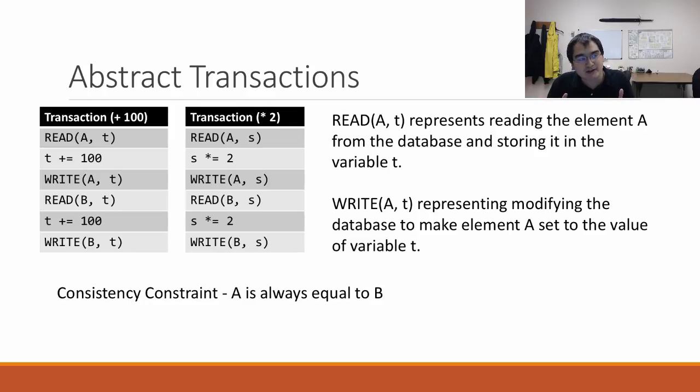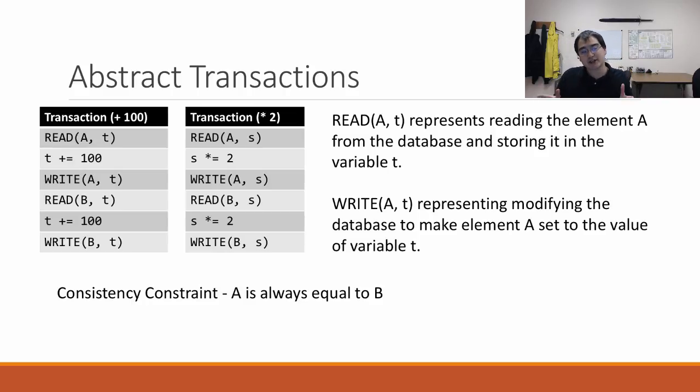And so the way that these transactions work is they're modifying two elements in the database. The first transaction reads from A, makes the number that it got 100 bigger than it used to be, and then writes that new value to A. So now A is 100 larger than it was, and it does that same thing for B. And the other transaction looks almost identical, except what it does is it reads from A, doubles that value, and then writes back to A, and then reads from B, doubles that value, and then writes to B. And so our consistency constraint is the promise that the element A should always be equal to element B.